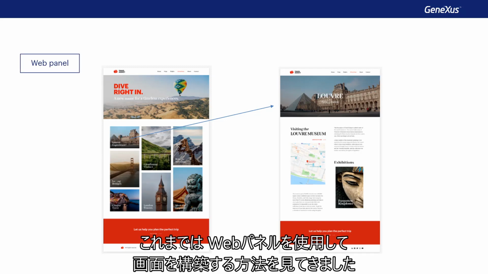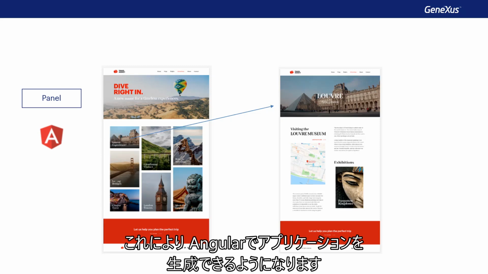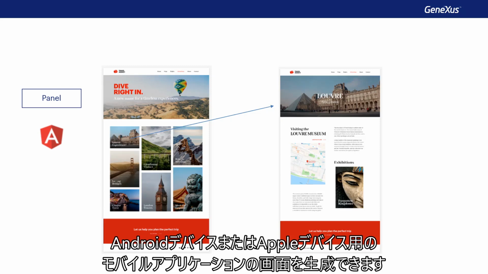Previously, we saw how to build screens with web panels. Now, we'll see how to implement them with the panel object, which will allow us to generate the application in Angular. Remember that we could use these same panel objects to generate the screens of our mobile application for Android or Apple devices.